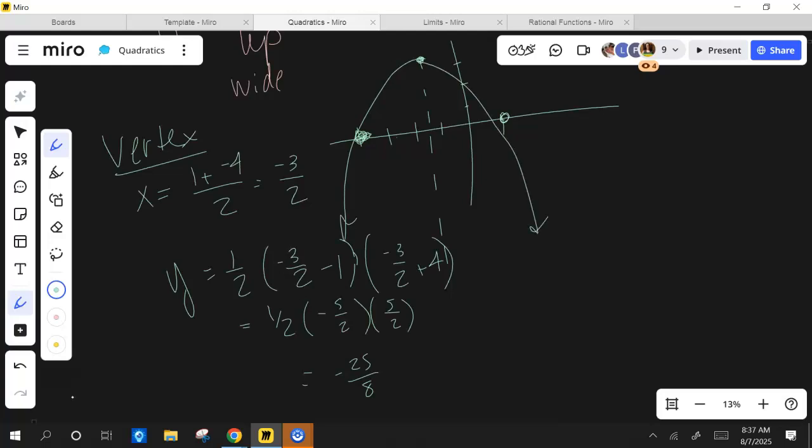I should have just done the steps first. What do you think? Which one do you like the best? You like intercept best? Really? I'm surprised. I like vertex best. I think it's the easiest.